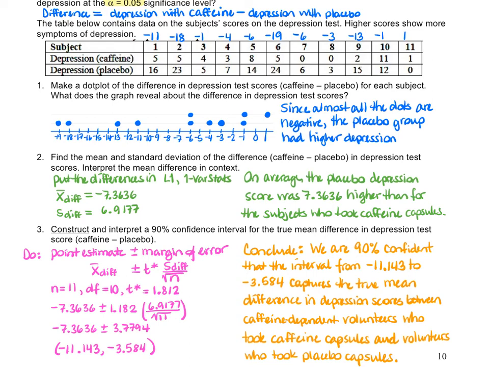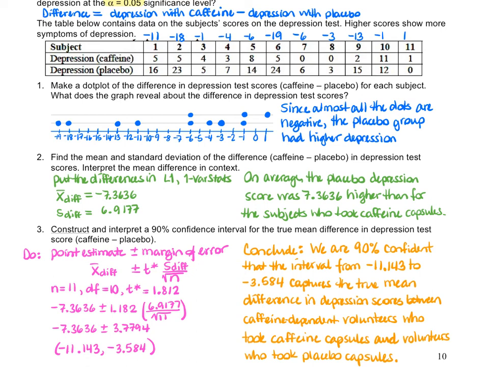Part number 2 says find the mean and standard deviation of the difference, caffeine minus placebo, in depression test scores. Interpret the mean difference in context. So we put those into our calculator. We ran one variable statistics. We got the mean. We got the standard deviation. And our interpretation says on average, the placebo depression score was 7.3636 higher than for the subjects who took caffeine capsules.